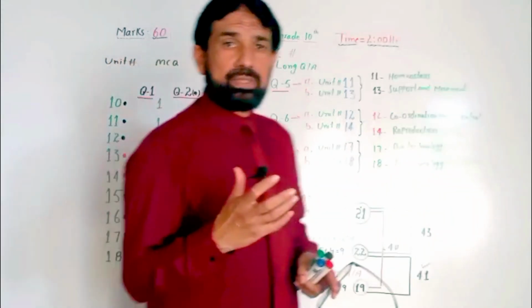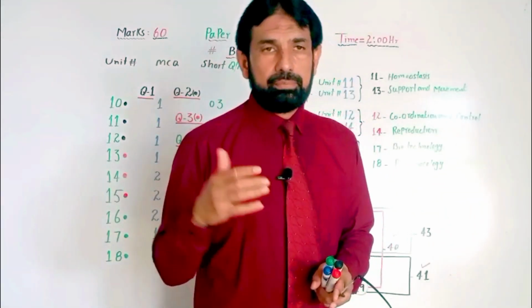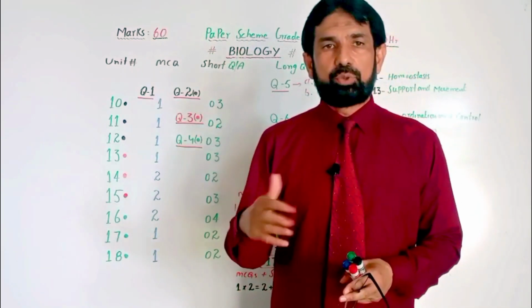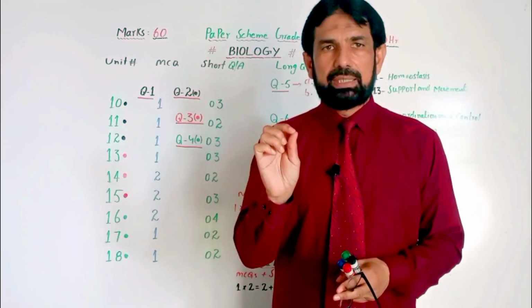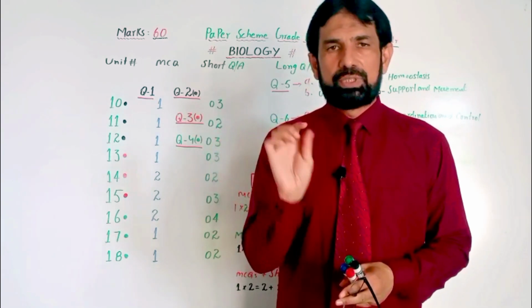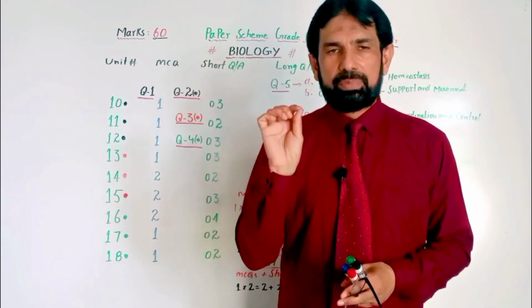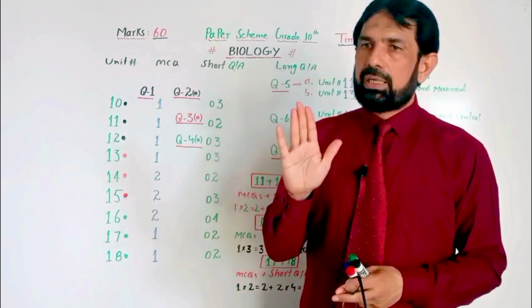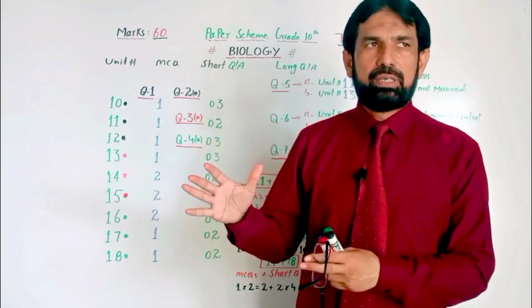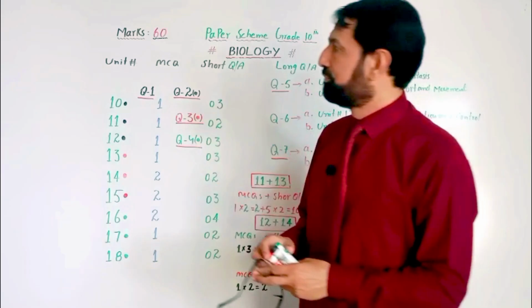There are 9 chapters in biology, grade 10, and only 3 chapters out of 9 are a bit, you can say, difficult to understand. The others are so simple, the knowledge is so simple, the understandings are so simple, and a little effort will make a student very much interested and very much elegant in biology.